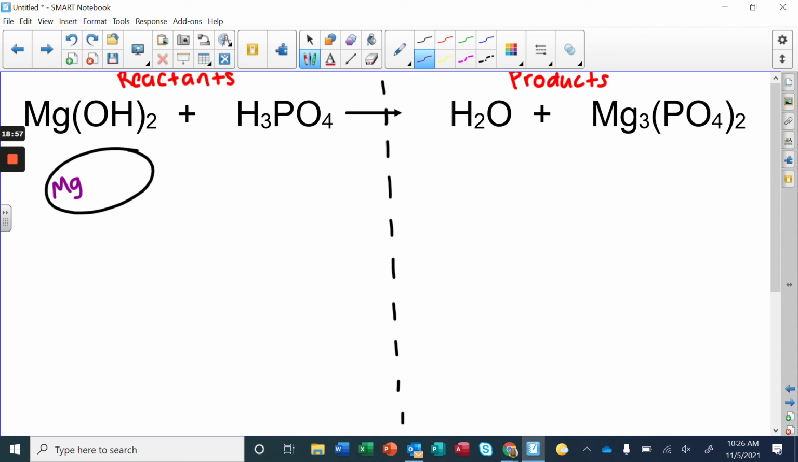Alright, so if you notice, we have PO4 on this side, and PO4 stays together. We have OH here on the reactants, and we have H2O, which is just the same thing as OH, but backwards on the product side. So we're going to write it out as one thing. Okay? So we have hydroxide, so OH and OH.